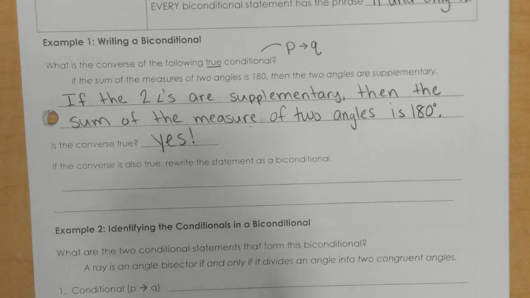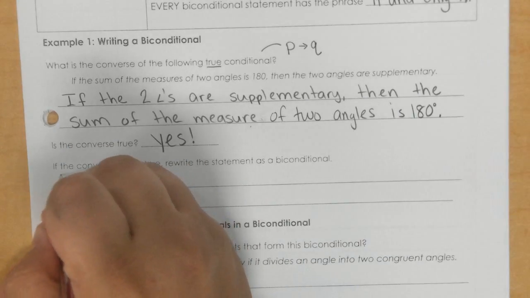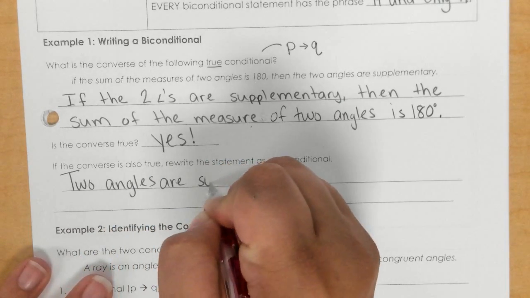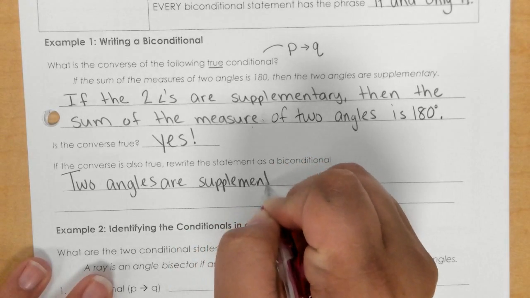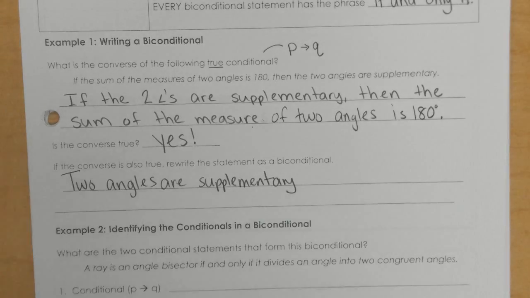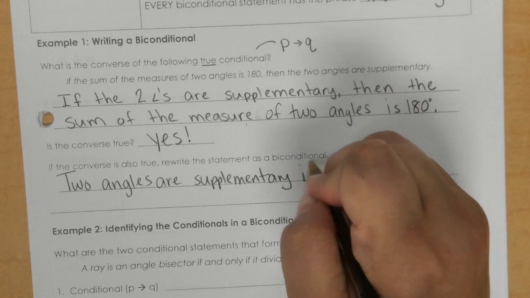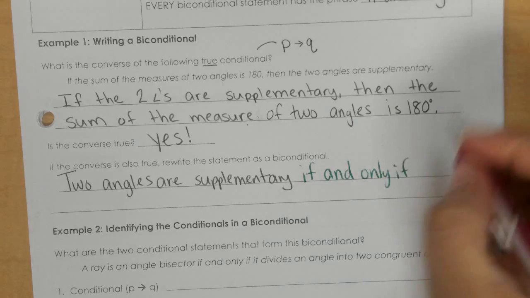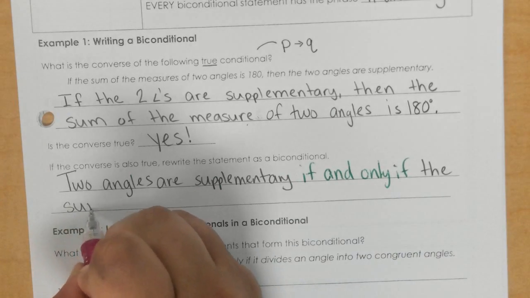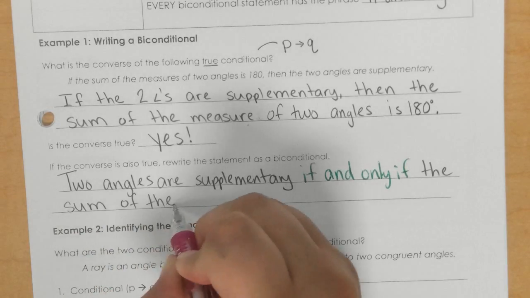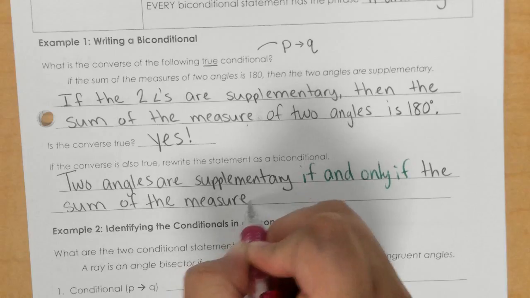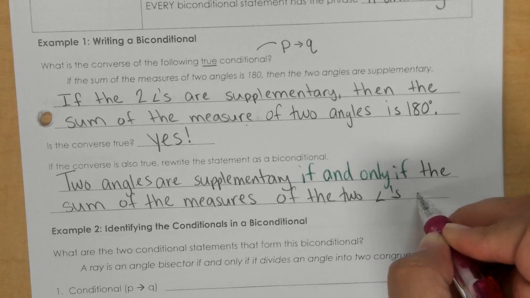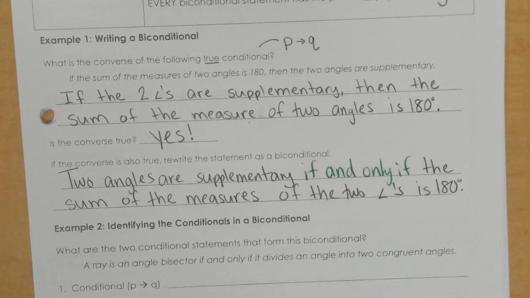So here's how I would put it together. I would say two angles are supplementary if and only if the sum of the measures of the two angles is 180 degrees. Okay, totally shorthanded it right there.